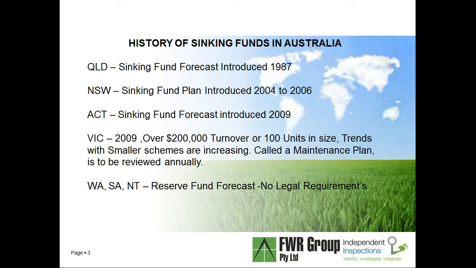In Victoria, it was also brought in 2009, but only for units over $200,000 in turnover or 100 units in size. There's some trends now that the smaller units are increasing, and they call it a maintenance plan in Victoria, and also in Tasmania's legislation it's done by the likes of the committee if they feel like doing one of those. So in WA, South Australia and Northern Territory, they call it a reserve fund forecast, and there's no legal requirement to have a forecast done in that period of time. So it's quite interesting to see how all this goes together with the history of the sinking funds in Australia, and this is governed by the Strata Community Australia.